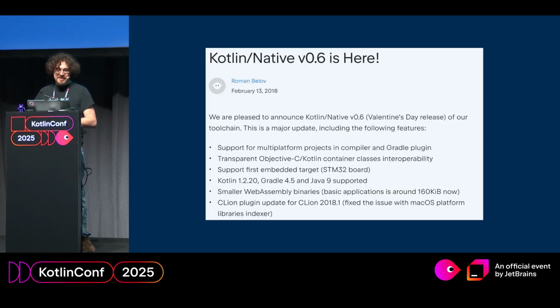So February 2018. For the past year, Kotlin Native had been its own little thing, developed separately from Kotlin. And it was still separate here, but in version 0.6, it finally got multi-platform support. So Kotlin Native wasn't just its own platform, it was a platform that could talk to everything else.